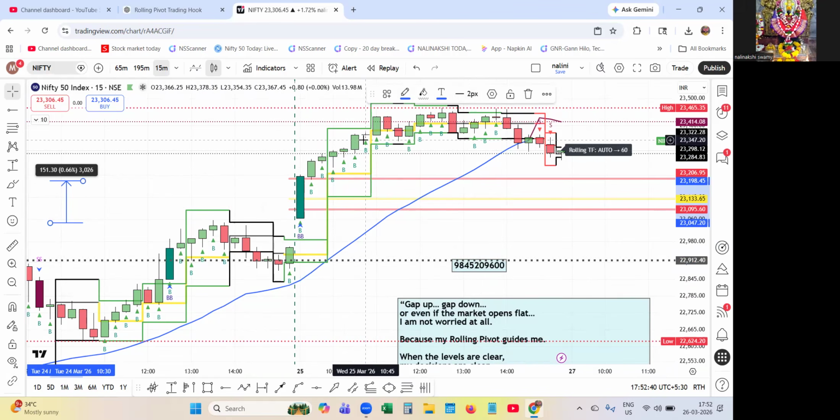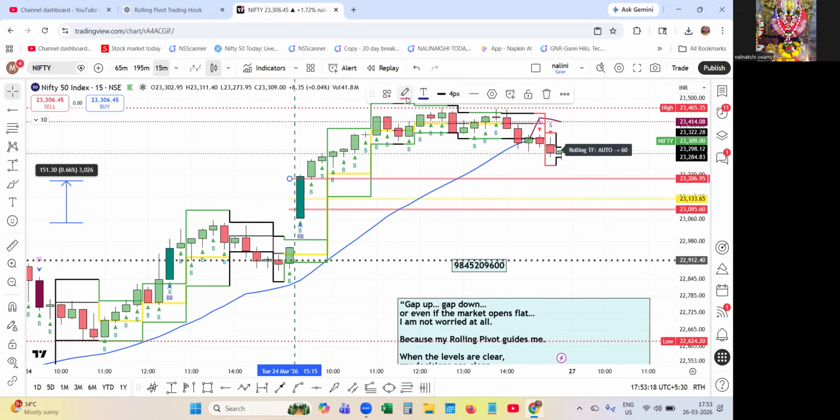Now, this problem has been solved with the rolling pivot. What you need to do, the first step is to change the settings on the rolling pivot to manual setting, 3 minutes instead of the hourly default. And now you shift your time frame to 1 minute and locate the first box of the pivot, R1 and S1, and I have marked the levels over here.